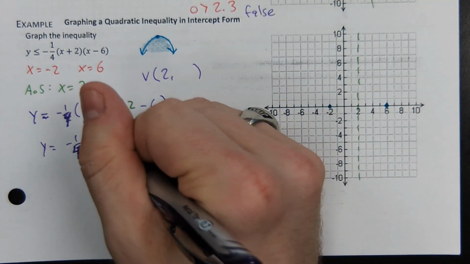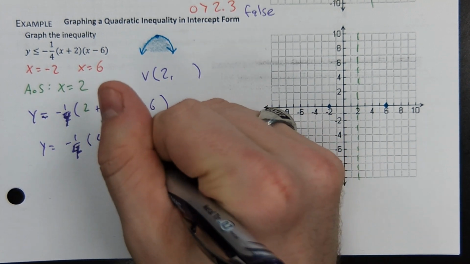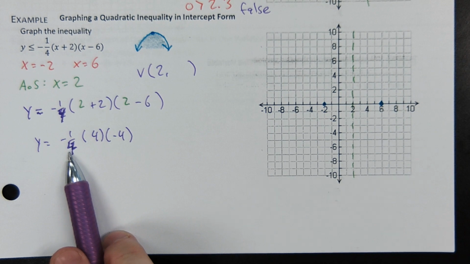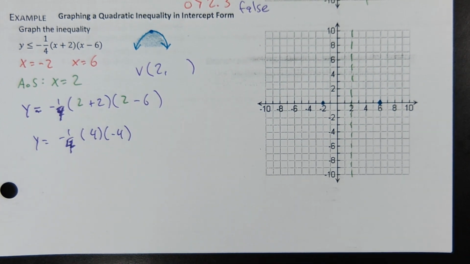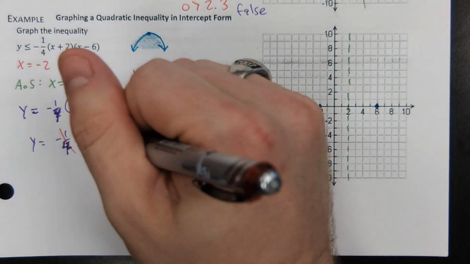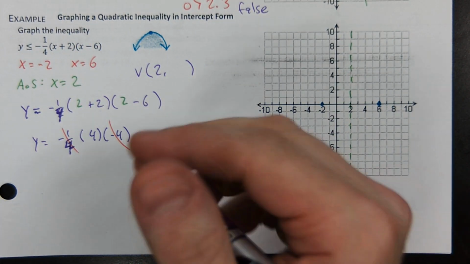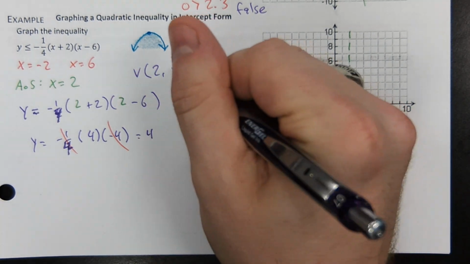2 plus 2 is 4. And 2 minus 6 is -4. Now, the numbers -1/4 and -4 are reciprocals. What do we get when I multiply reciprocal fractions? 1. So these things actually cancel each other out. No calculator necessary. We know that my y value of my vertex is +4.